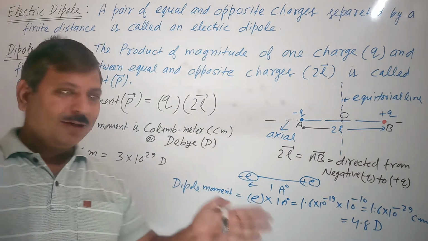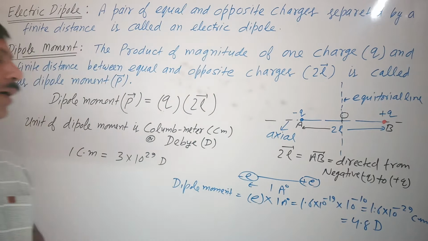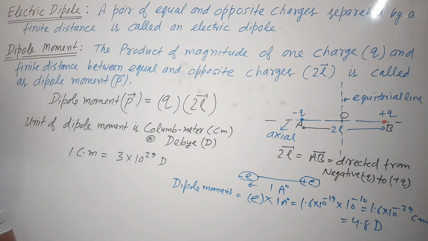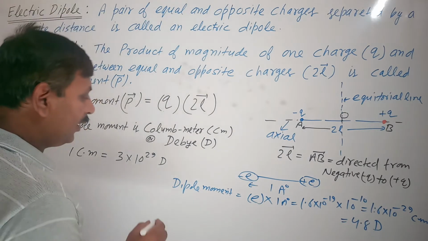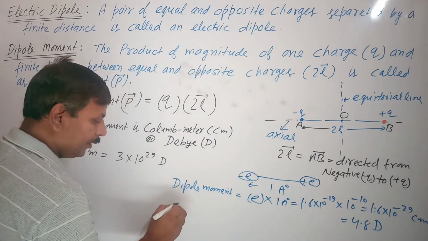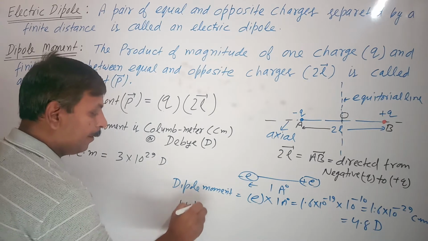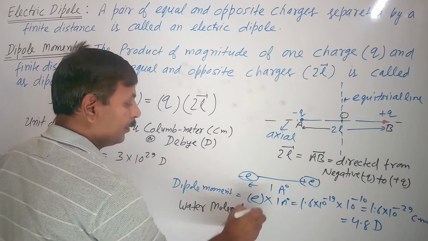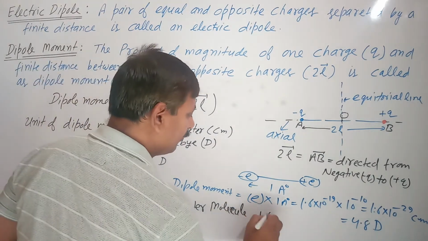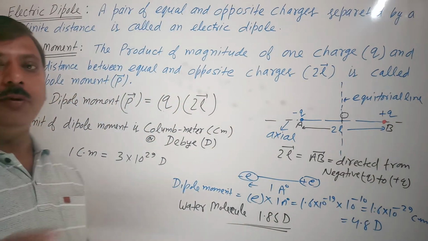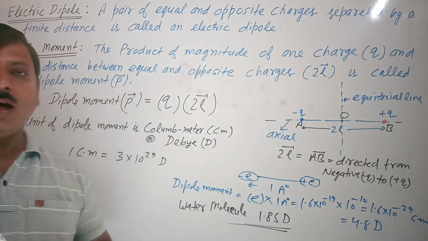So debye is a unit of electric dipole moment. If we talk about the water molecule, the dipole moment of the water molecule is about 1.85 D. So about 1.85 D is the dipole moment between oxygen and hydrogen.